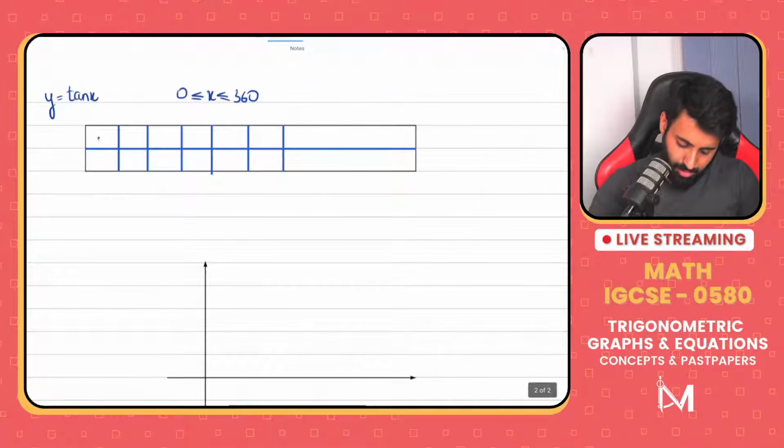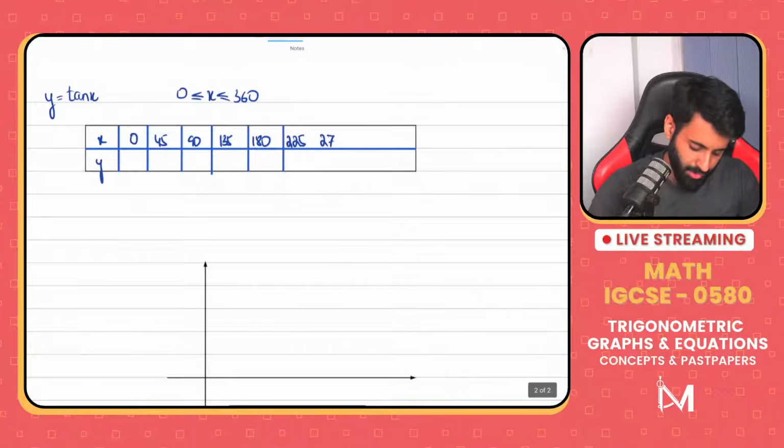Okay, let's see if this is enough. So we'll start from 0, then 45, then 90, then 135, then 180. Then you will have 225, then 270, then 315, and then finally 360.